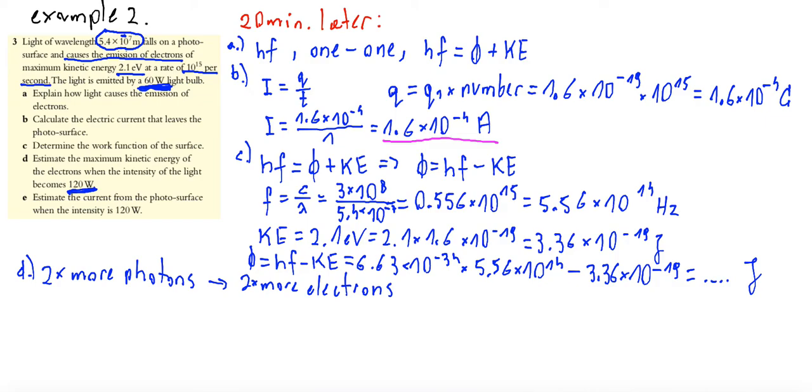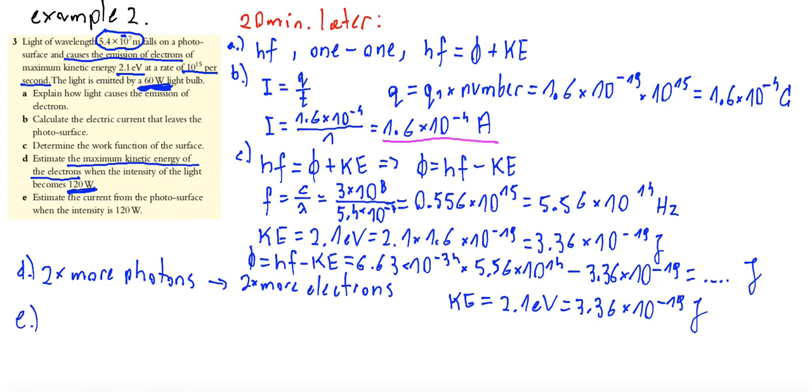Okay, so what is the maximum kinetic energy of electrons when the intensity of light increases? The maximum kinetic energy of electrons stays the same, so it is 2.1 electron volts, or as you calculated here, 3.36 times 10 to the power of minus 19 joules. Again, intensity of light doesn't influence the energy of a single photon, which means it doesn't influence the kinetic energy of the electron removed by this photon. It's very important.